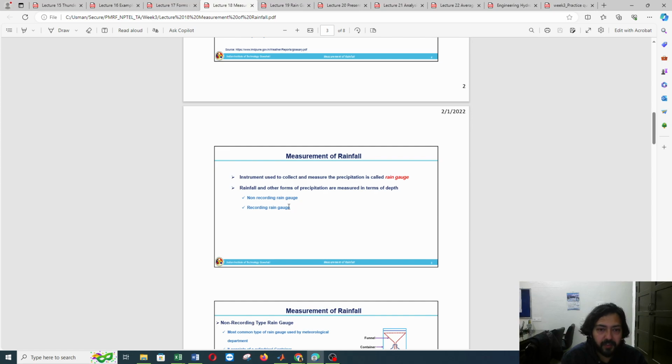Right? So what is the difference between the two? First let us look at the non-recording rain gauge. By the word itself we know the rain gauge is not recording the rainfall by itself. We have to do it manually. So how can you do it? You want to measure the rainfall. Let us say there is a rainfall event happening.